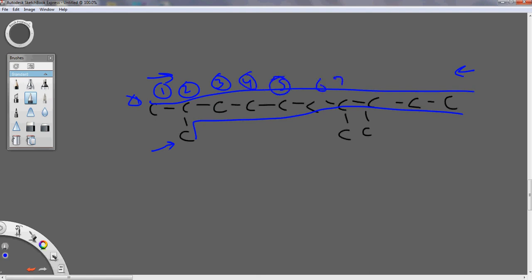6, 7, 8, 9, 10. Alright, so in this case we have 2, 7, and 8 trimethyl. Nobody ever asks anything higher than tri. So 2,7,8-trimethyl, oh, what is this? 10, decane. Alright, so that's from going left to right.